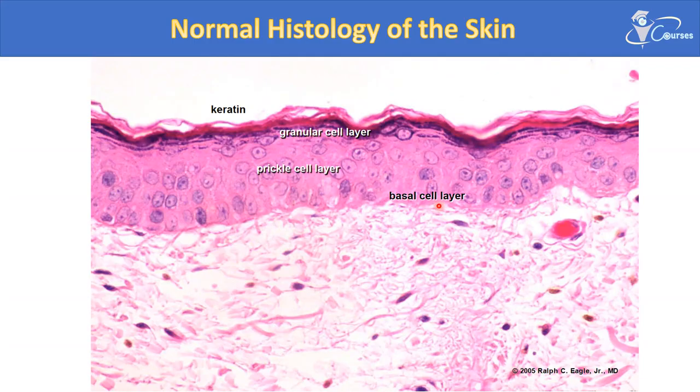And why is it called the basal cell layer? Because it is based on a basement membrane. So the basement membrane is what separates the epidermis from the dermis. In normal circumstances, this basement membrane should be intact. If it is violated, this will denote an invasive carcinoma.